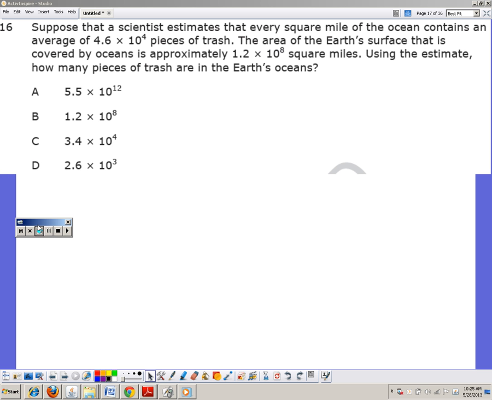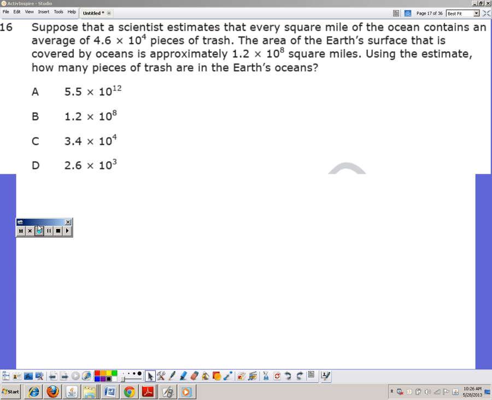Suppose that scientists estimate that every square mile of the ocean contains an average of 4.6 times 10 to the 4th pieces of trash. The area of the Earth's surface that is covered by oceans is approximately 1.2 times 10 to the 8 square miles. Using the estimate, how many pieces of trash are in the Earth's oceans?